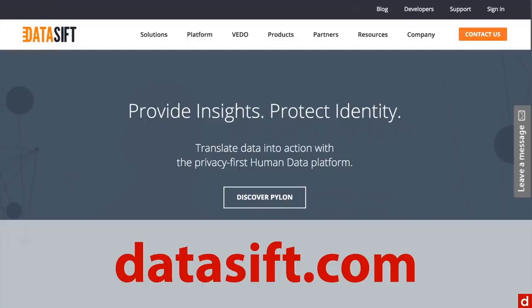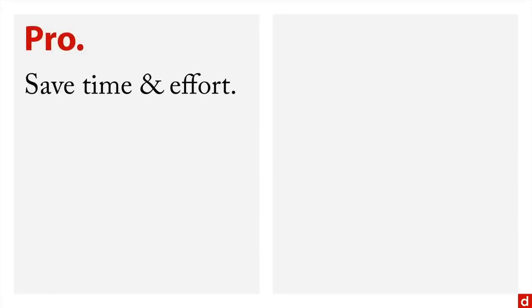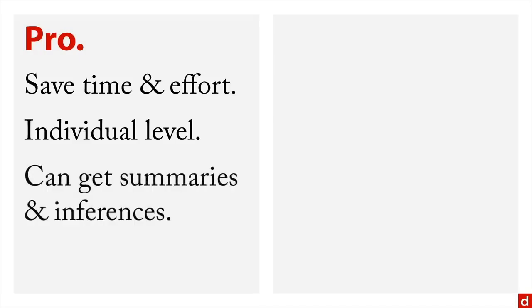Now, the thing about using data brokers, there's some pros and there's some cons. The pros are first that it can save you a lot of time and effort. It can also give you individual level data, which can be hard to get from open data. Open data is usually at the community level. They can give you information about specific consumers. They can even give you summaries and inferences about things like credit scores and marital status, possibly even whether a person gambles or smokes.